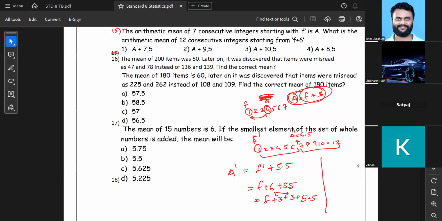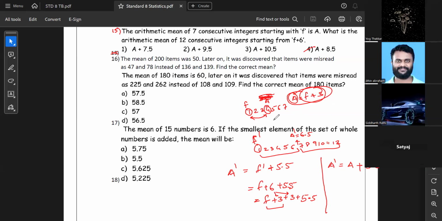In the next step, I'll write this f plus 3 as a. So your new average is going to be the old average plus 8.5. Your answer is 8.5, option 4.